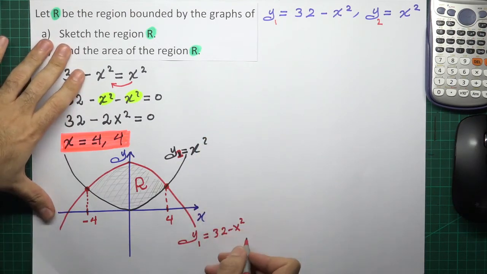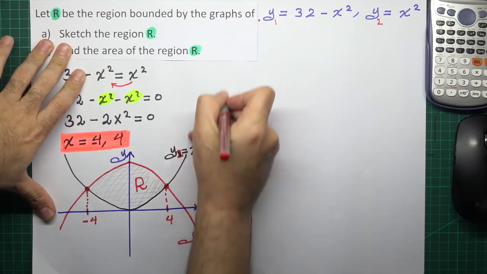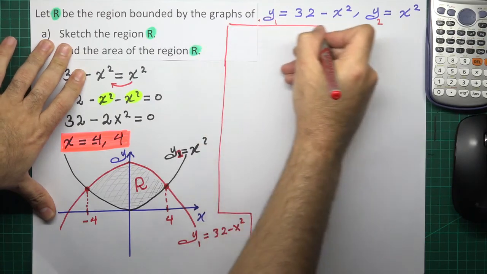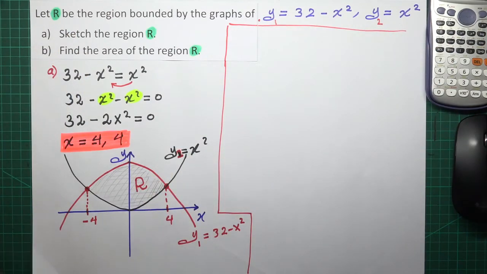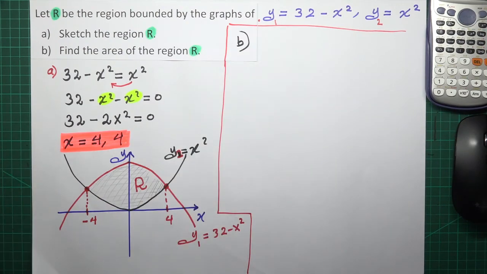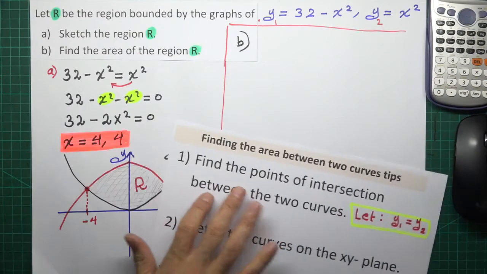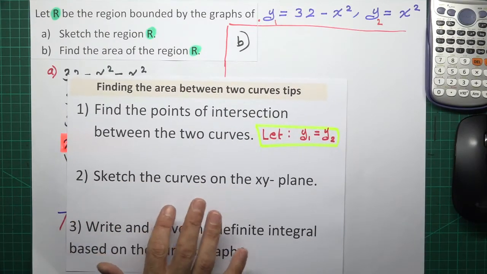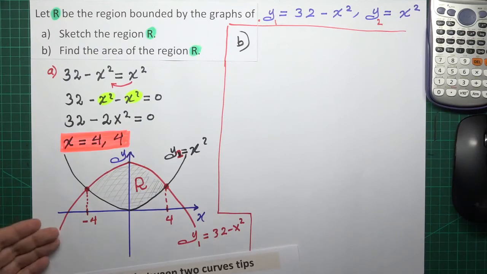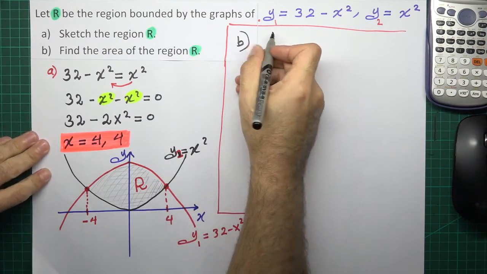Okay, so we finished the first part, and let's move on to part 2 of this problem, or B. Let's look at everything we have written here. We said find the points of intersection, and this is done, then sketch the curve on the xy plane, and this is done as you see. What remains, my friends, is to write the integration, and we need the proper one to represent our area.